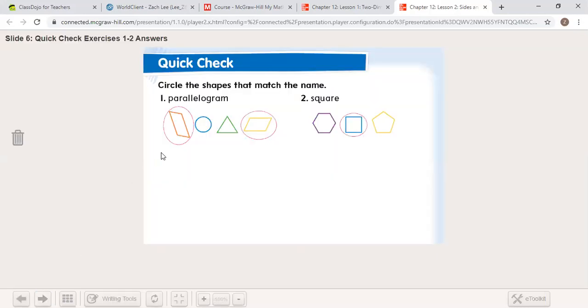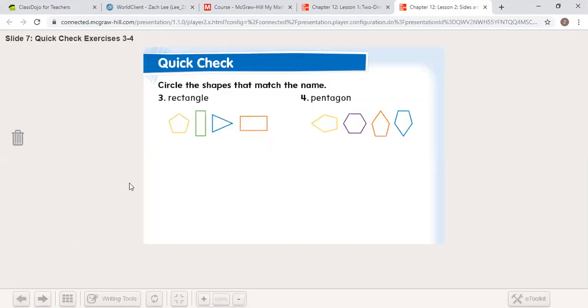All right, for parallelogram, you should have done the orange and the yellow, and for square, the blue shape. If you have any questions, feel free to ask me through Seesaw or Dojo. Let's go ahead and look at number 3. Which of these 4 shapes would be a rectangle? And number 4, which of those shapes would be a pentagon? Give you a few seconds here.